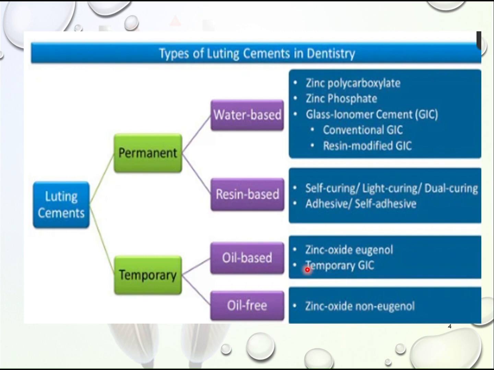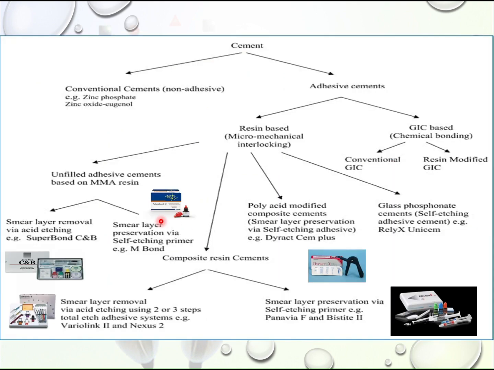Then in oil based, we have zinc oxide eugenol, temporary GIC, and in oil free, zinc oxide non eugenol. And based on conventional and adhesive cements, we have conventional zinc based cements and adhesive. We have resin based and GI based. Resin based, again based on the composition of the composite material, there are different kinds. And GI is conventional and resin modified.